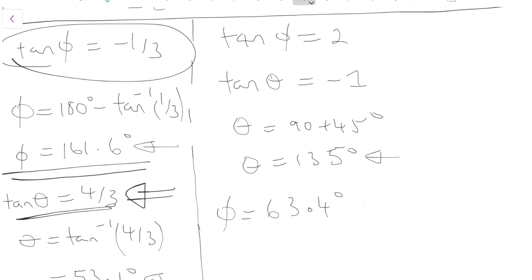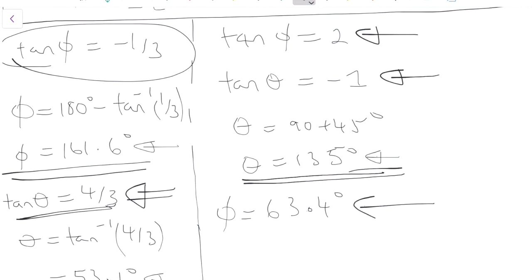So the second case is that tan phi equals 2, which means that tan theta is minus 1, and this is one of the values that you should remember, and theta equals 135 degrees. And phi, well, you just take the tan inverse of 2.